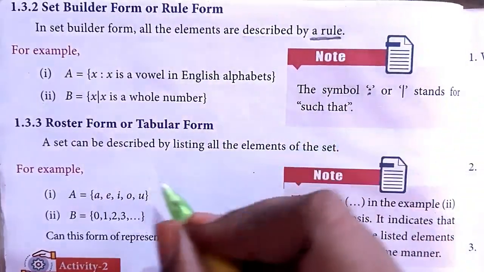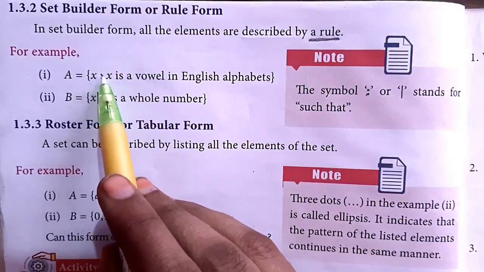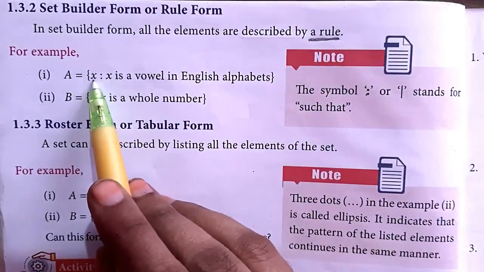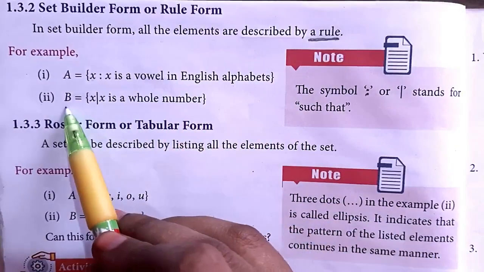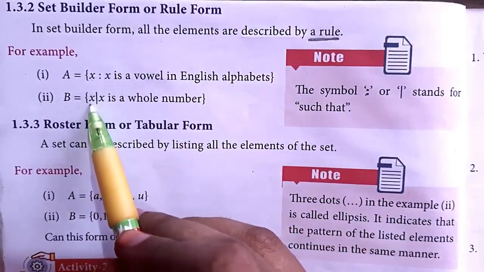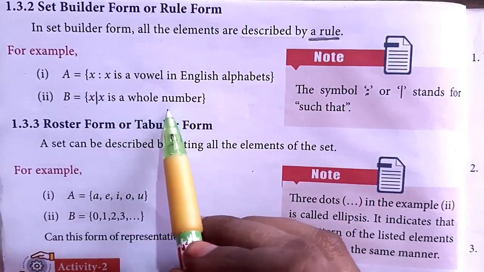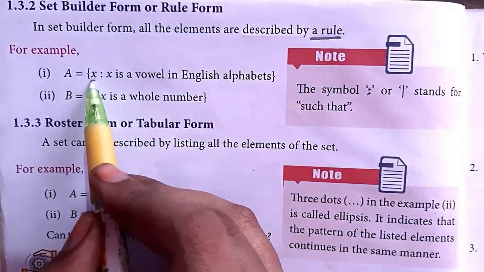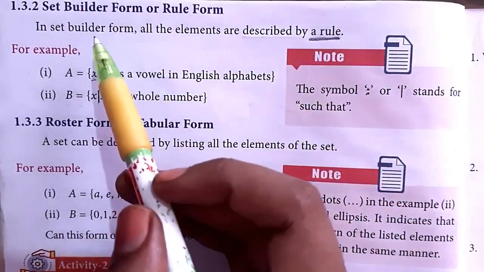Okay, such that. So how can you read it? A is equal to the set of all x such that x is a vowel in the English alphabet. This is known as rule form. Also, B is equal to the set of all x. How can you read it? Such that x is a whole number. So if we use the x, we can say that is rule form, otherwise set builder form.